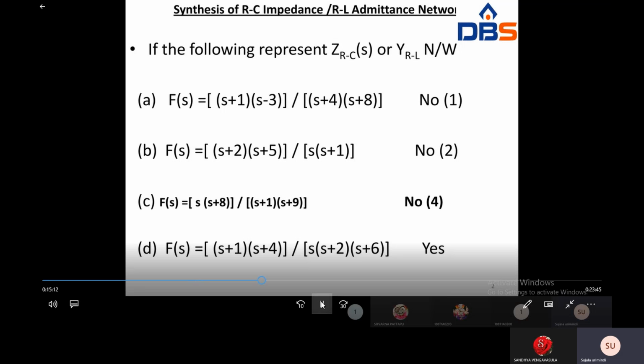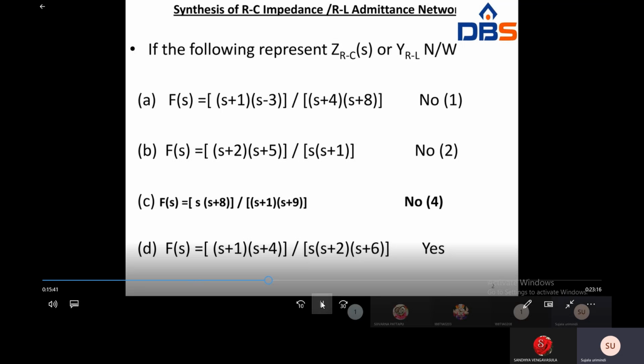And when you observe this, there are s equal to minus 1 and s equal to 0. But I am telling you that for an RC impedance, the point nearest to the origin must be a pole. But here a zero comes at the origin, in the numerator. So whenever it is a zero there, this condition does not satisfy.